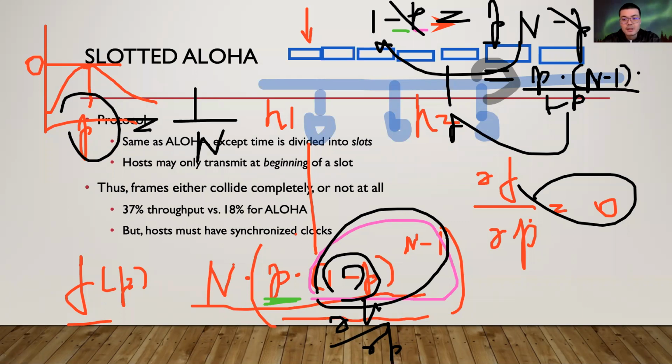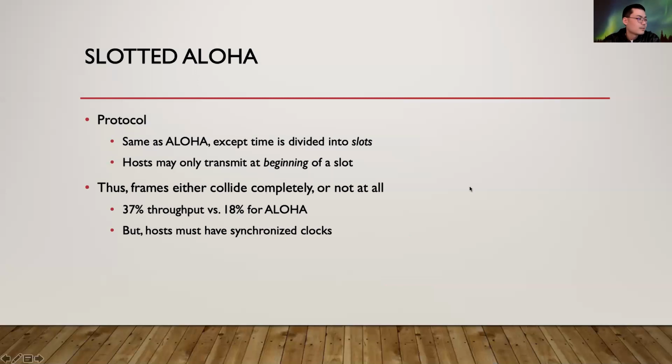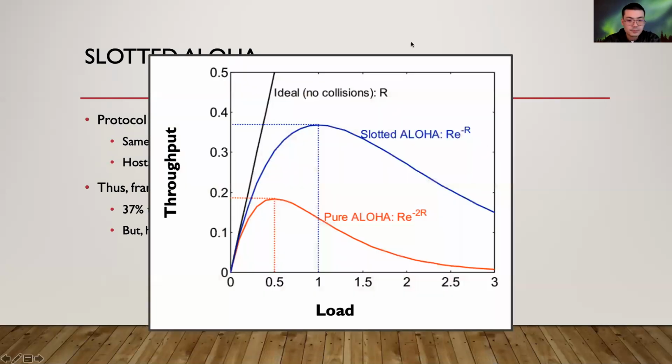Maybe it's easier if we go back to the previous example. If you have, let's say, 100 users, then this highest point is 1 over 100. This is reasonable because if you have 100 people, right?